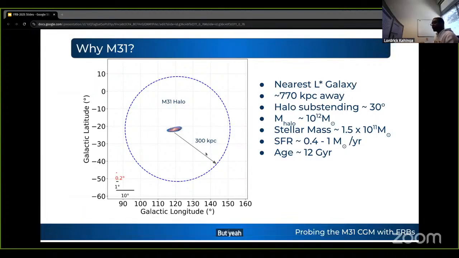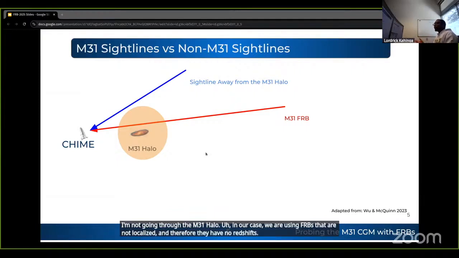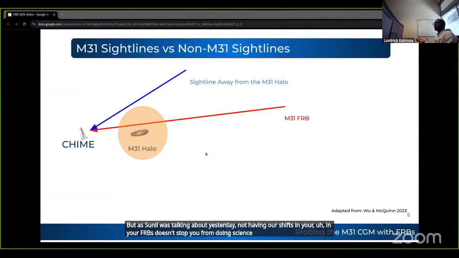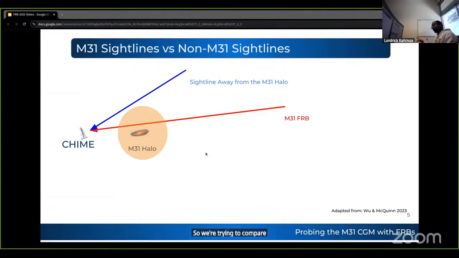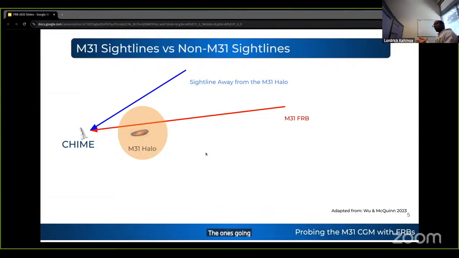But yeah, so then how would you essentially do this? You'd have a sightline going through the M31 halo. You'd have another sightline that's not going through the M31 halo. In our case, we're using FRBs that are not localized, and therefore they have no redshifts. But as Sunil was talking about yesterday, not having redshifts in your FRBs doesn't stop you from doing science, and so that's essentially what we're trying to do here. We're trying to compare the M31 FRBs, that is FRBs going through the M31 halo, and the ones that are not. Statistically, the ones going through M31 should have some excess DM, if you like.